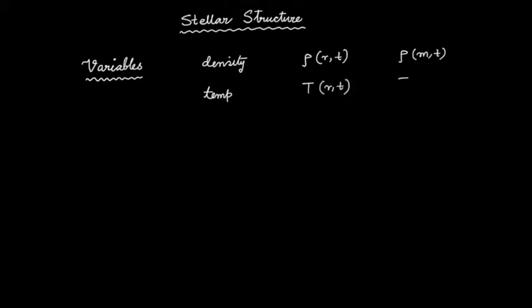So when I talk about a model, I essentially want to know about certain variables. And these variables are the density at a given radius and time. Equivalently, we can write it as of a given mass and time, the temperature, and compositions.